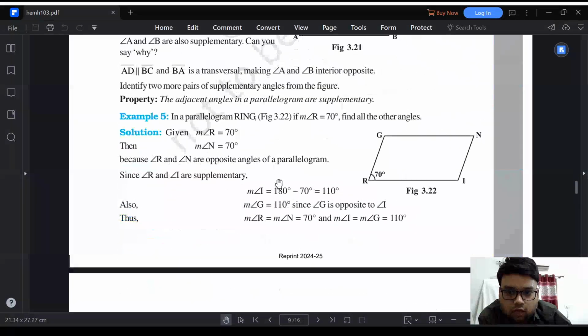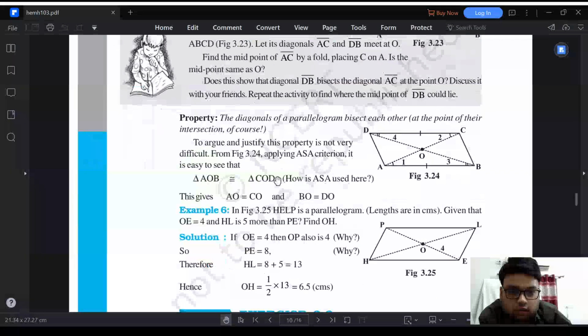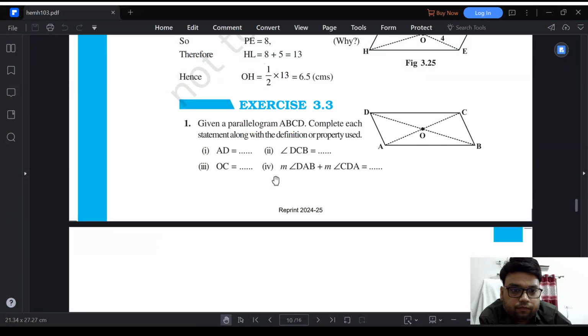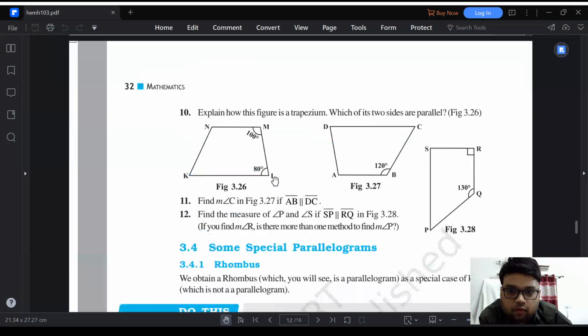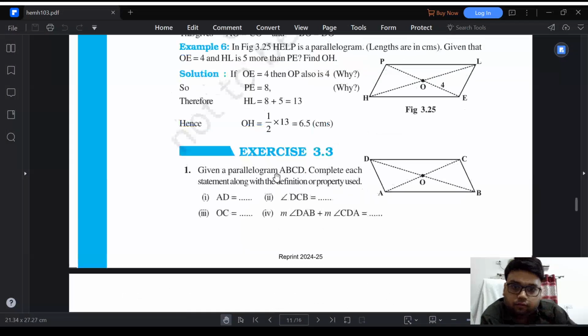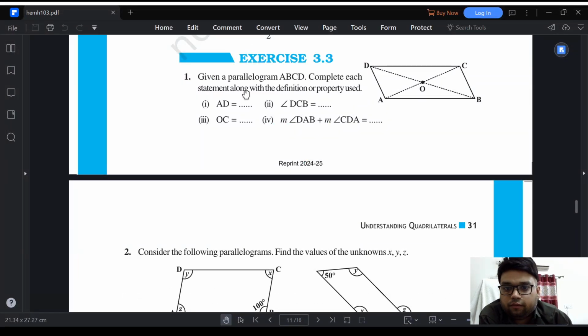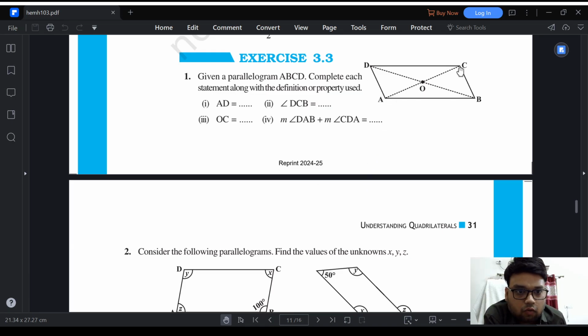Now going to your exercise. All the simple examples are right here. Look at exercise 3.3. Now here, given a parallelogram ABCD, complete each statement along with the definition or property used. In question number 1, they ask which is equal to AD. So here AD is equal to BC.